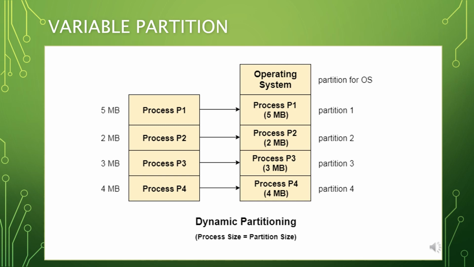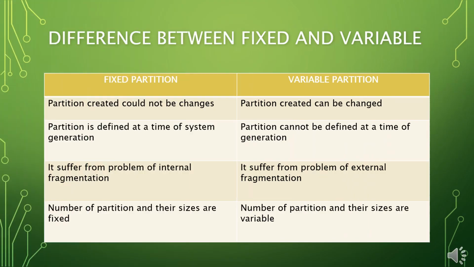So that memory will get wasted until I get a program or process of 4 MB or less than 4 MB. If such a program does not come, this memory will again get wasted, which is known as external fragmentation.